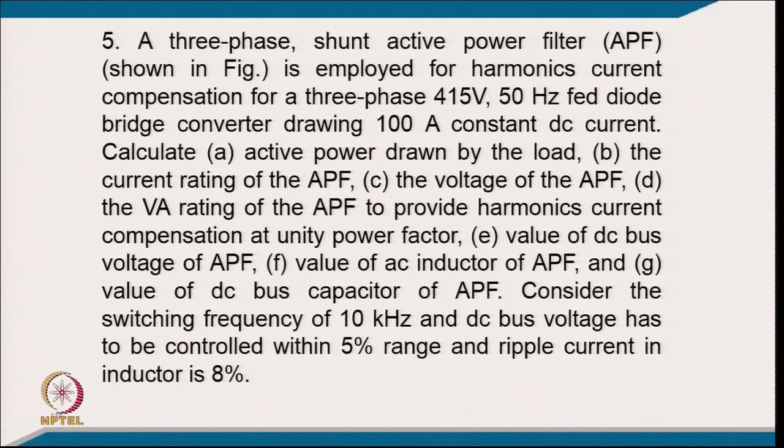So, coming to the fifth numerical problem, a 3-phase shunt active power filter is employed for harmonic current compensation for a 3-phase 415 volt 50 hertz fed diode bridge converter drawing 100 ampere constant DC current. Calculate the active power drawn by the load, the current rating of the active filter, the voltage rating of the active filter, the VA rating of the active filter to provide harmonic current compensation at unity power factor, the value of the AC inductor, and the value of the DC bus capacitor of the APF. Consider the switching frequency 10 kHz, DC bus voltage to be controlled within 5%, and the ripple current 8%.